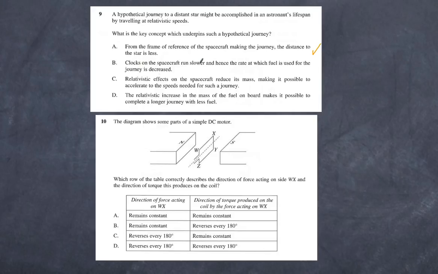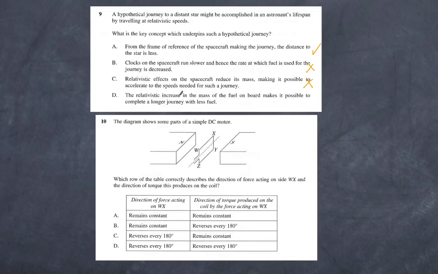Clocks on the spacecraft run slower, and hence the rate at which fuel is used for the journey decreased. But the important thing is that the clocks on the spacecraft only run slower from outside the frame of reference. Since the fuel is on the spacecraft, and therefore you are measuring the time on the spacecraft, it's the same, so this is incorrect. Relativistic effects on the spacecraft reduce its mass. Well, that's totally incorrect. In fact, it increases its mass as long as you are outside its frame of reference, so that becomes clearly incorrect.